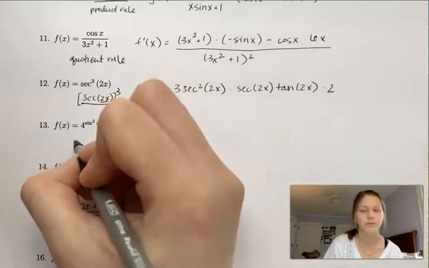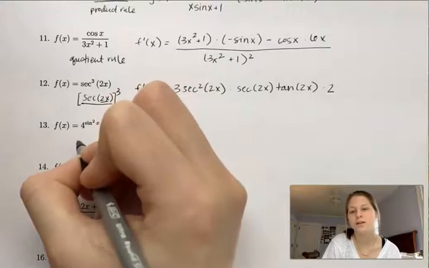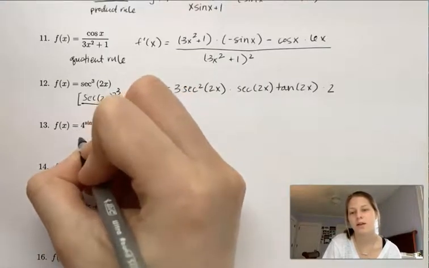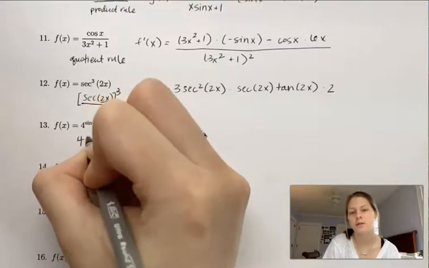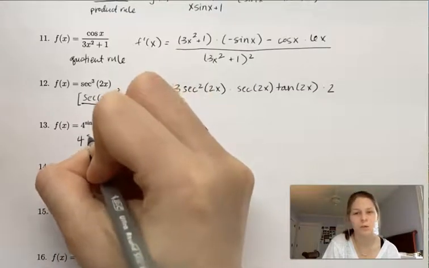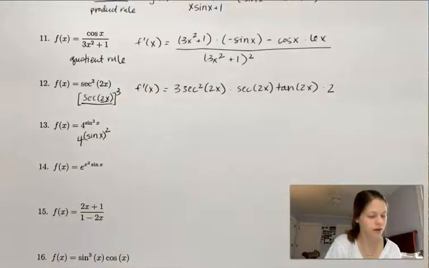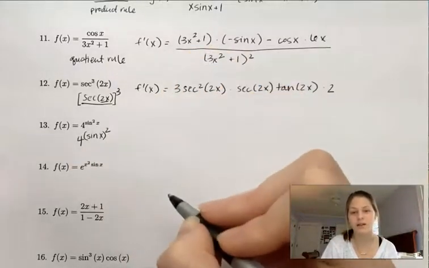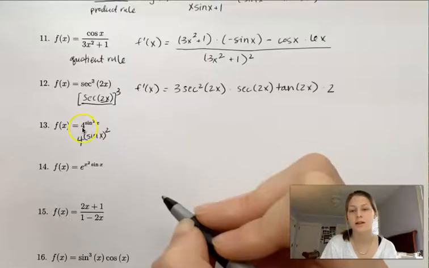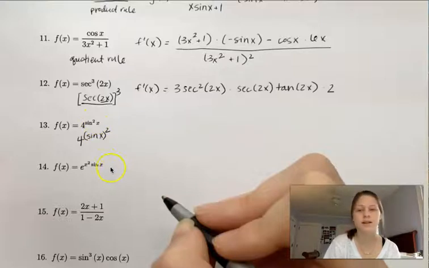So for number 13, again, we're going to rewrite our function so that it is easier to use the power rule. And so we'll just write the sine squared x as sine x squared in the power, so that it's easier for us to use the power rule later on. And so the rule for the first part of the derivative is the derivative of a to the x. Since it's not x to something, it's 4 to something, we have to use the rule that the derivative of a to the x equals a to the x times ln of a, which is not the power rule.